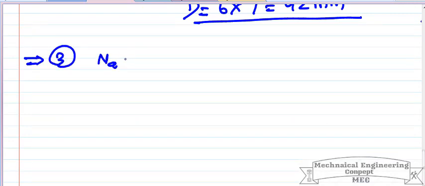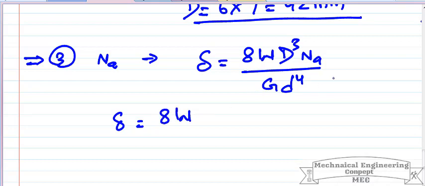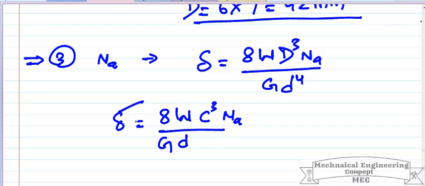Next unknown I wanted to calculate is the mean total number of active coils. Active coils I can represent with the symbol capital NA. For that I need to remember this formula: delta is equal to 8W D cube Na divided by G d to power 4. This formula can also be remembered in another way, because capital D by small d is known as spring index. Here we know the value of delta, which is given to us, equal to 10 mm. W is 1500, C is 6, small d we already calculated as 7 mm, and G is 81370.